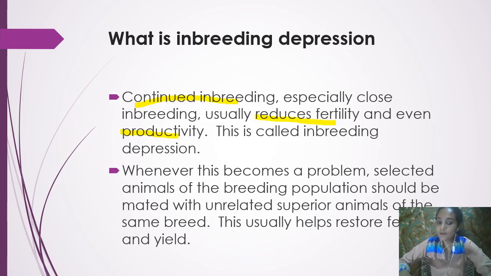Okay, so when that progeny suffers from inbreeding depression, I told you what you have to do. You have to do outbreeding. That means you have to cross that animal with an unrelated superior animal of the same breed. Unrelated but of the same breed, and then after that they can restore their productivity and even the yield. I think it's clear for you what inbreeding depression is and how we can overcome it.